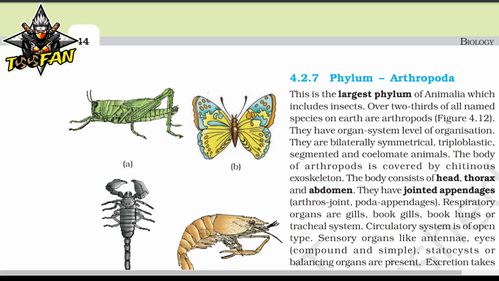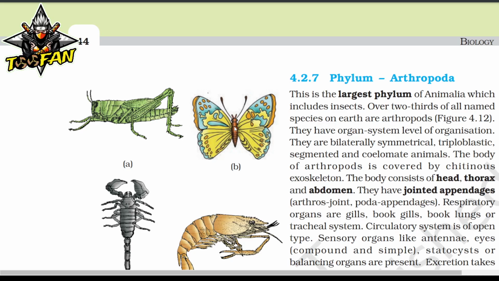They have organ level of organization. They are bilaterally symmetrical, triploblastic, segmented, and coelomate animals. The body of arthropods is covered by chitinous exoskeleton. The body consists of head, thorax, and abdomen. They have jointed appendages: arthros, joint; poda, appendages.